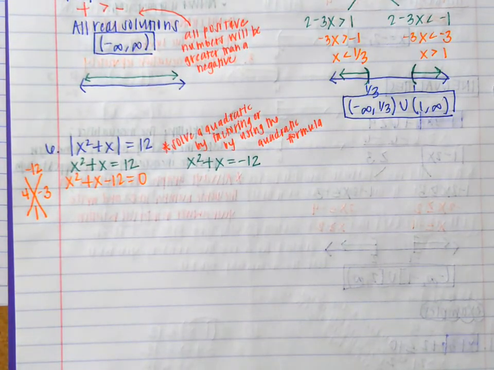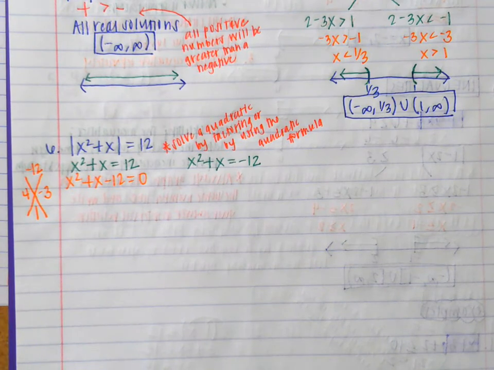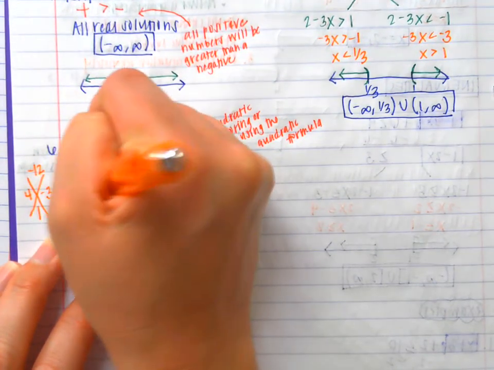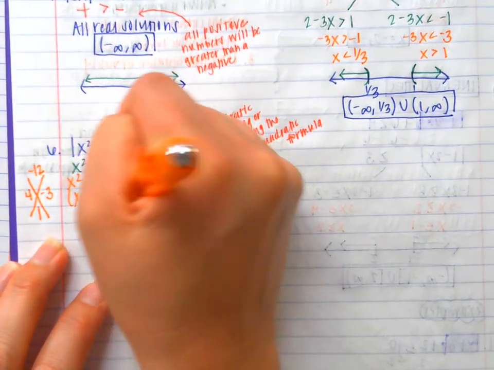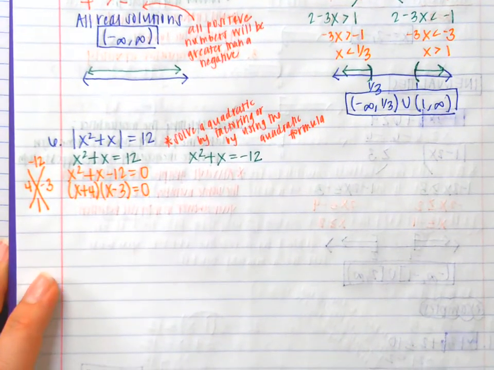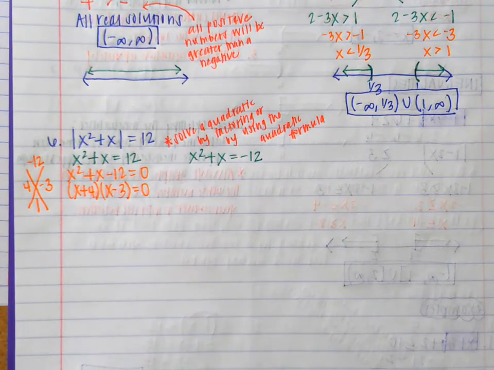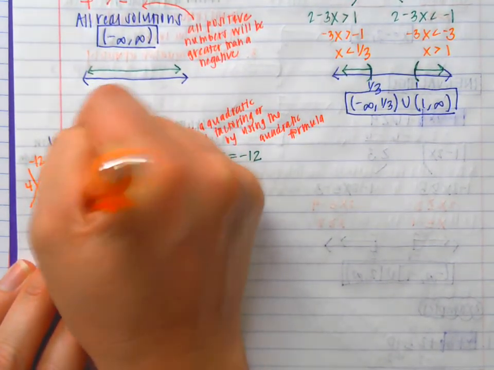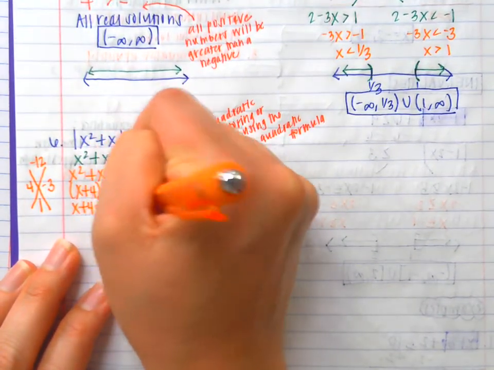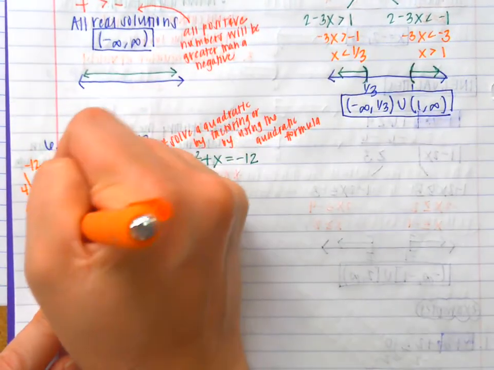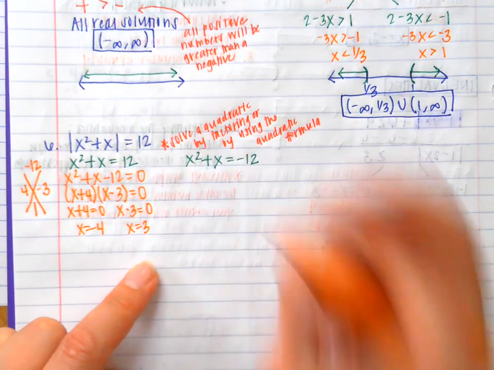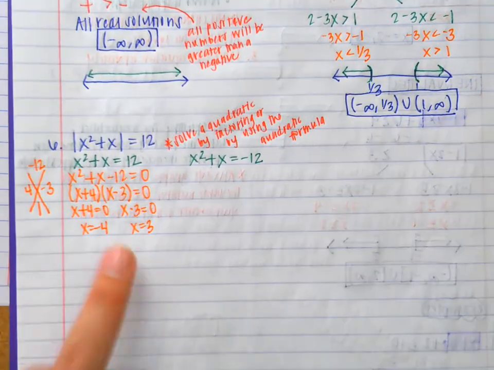Now, because a is equal to 1, I can go straight to the shortcut. I don't have to split the middle term. I can just go to x plus 4 times x minus 3. And now I have my factors. It's set equal to 0, so I can set each factor equal to 0 and solve for x. So subtract 4, I get x equals negative 4, add 3, and I get x equals positive 3. So I have some of my solutions.